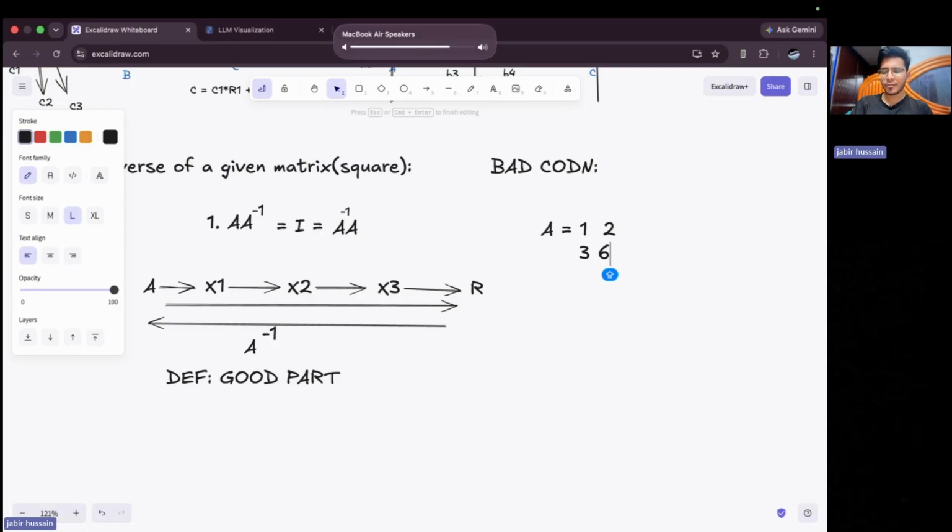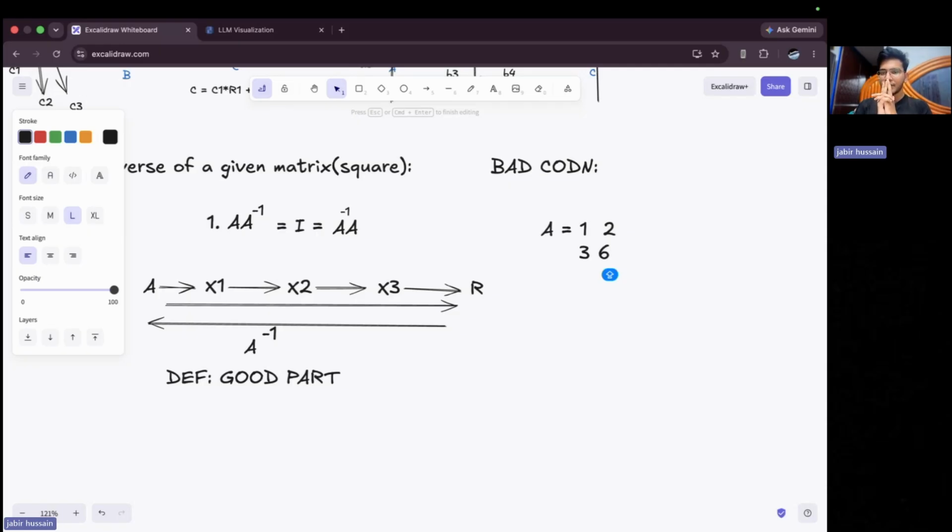Are we getting determinant 0 or not? Okay, whatever. When you calculate the determinant, you will get to know by the conditions of determinant that the given matrix is a non-invertible matrix. It means that you will not have any inverse of the given matrix.